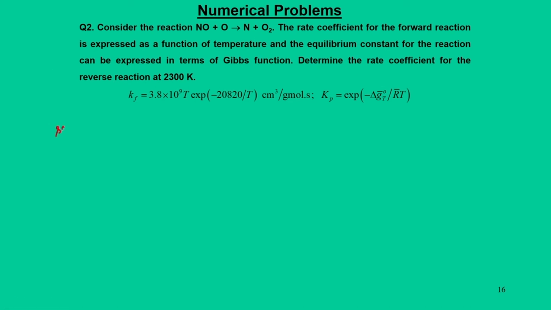For the solution of this problem, we have to see that when I say NO plus O gives N plus O2, in the forward direction it is Kf and in the reverse direction it is Kr, that is the rate coefficient. What is given is Kf and what is not known is Kr, we need to find out. But to find this Kr, we have to use the Kp, and temperature is given as 2300 Kelvin. So, the first step is that we need to find out what is Kp.